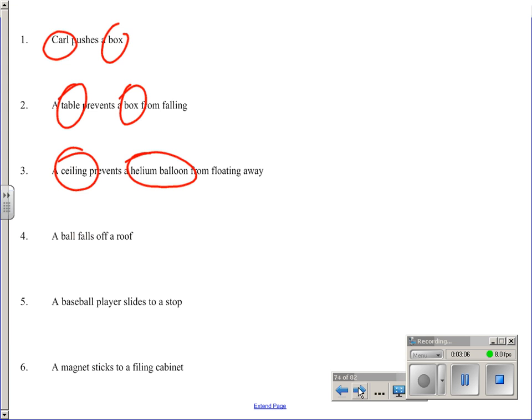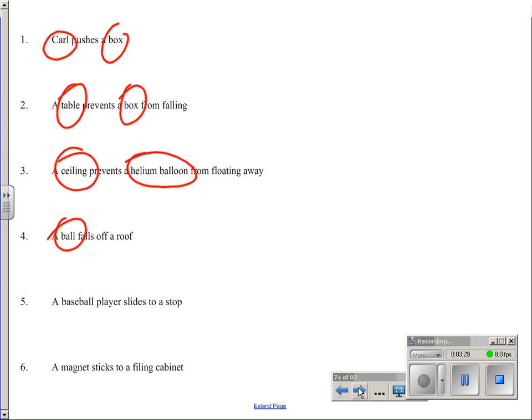Number 4, to be honest, if you put ball and roof, I totally understand why this is worded badly. I should really correct it. It's talking about the ball falling, okay? So why is the ball falling? Because of gravity, right? So hopefully you identified one of the objects as the ball. The roof actually doesn't have anything to do with this because the ball's not touching the roof anymore, right? It's falling off of the roof.